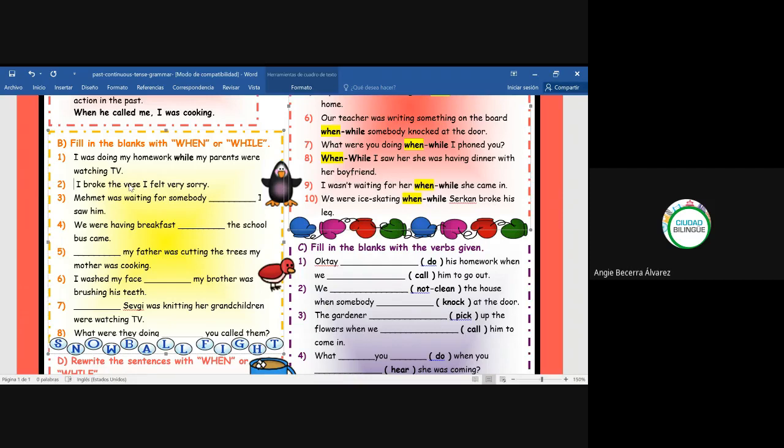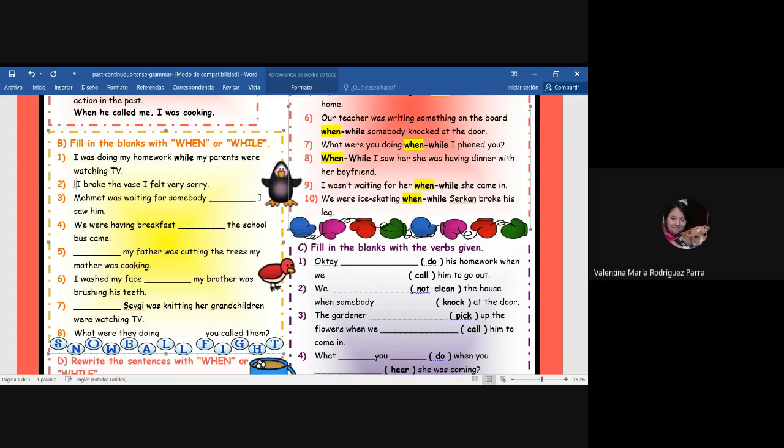Do you know what is vase? Florero. ¿Como jarra? ¿Jarrón de vidrio? Florero. Ah, florero. Perfect. So, when or while I broke the vase, I felt very sorry. O sea, él rompió el florero y lo siente mucho, ¿cierto? Ajá. Él rompió el florero. Sí. Entonces dice, ¿cuándo o mientras? When or while?